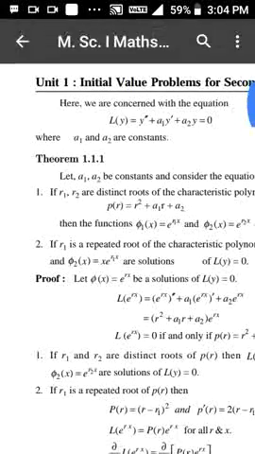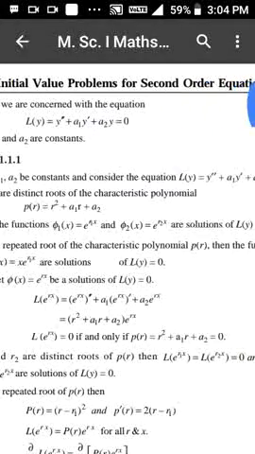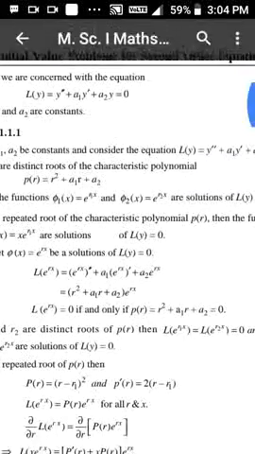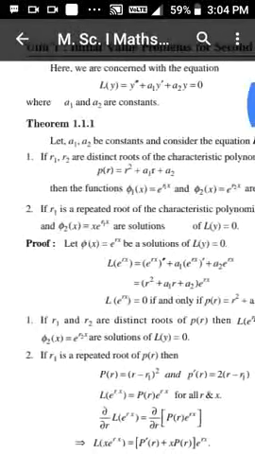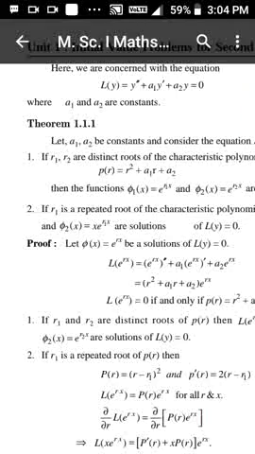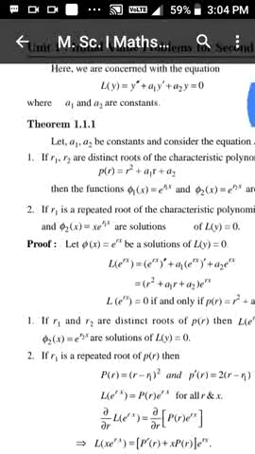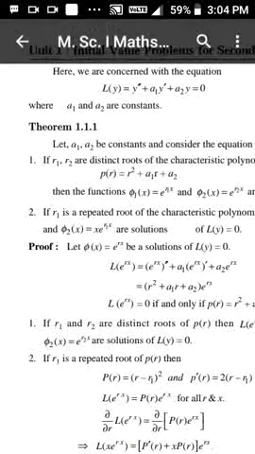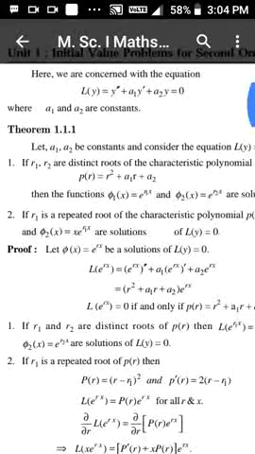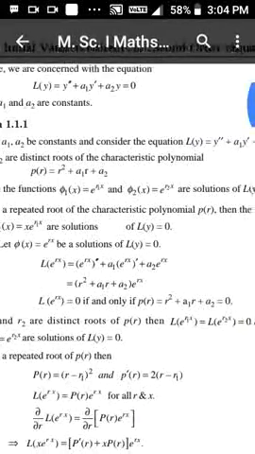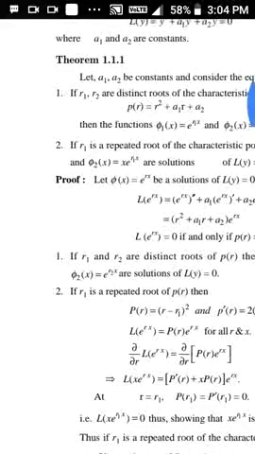Theorem. Let a1 and a2 be constants and consider the equation L of y is equal to y double dash plus a1 y dash plus a2 y is equal to 0. If r1 and r2 are distinct roots of the characteristic polynomial p of r is equal to r square plus a1 r plus a2, then prove that the functions phi1 of x is equal to e raised to r1x and phi2 of x is equal to e raised to r2x are solutions of L of y is equal to 0.